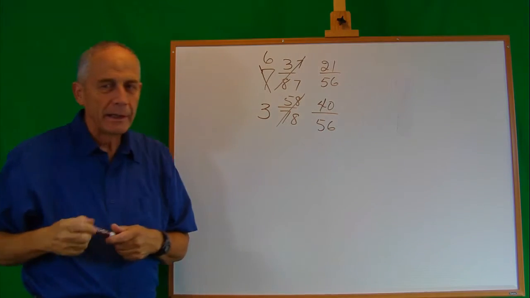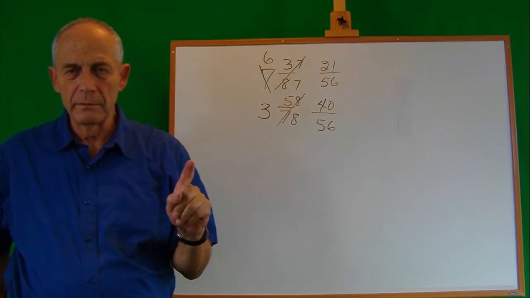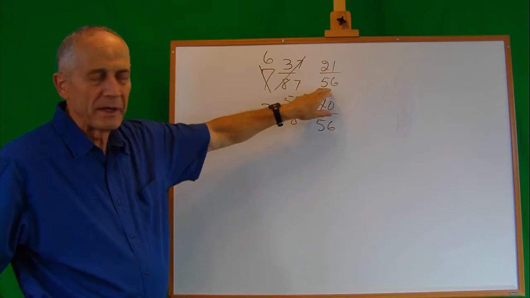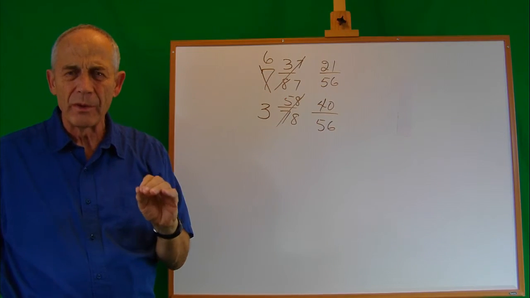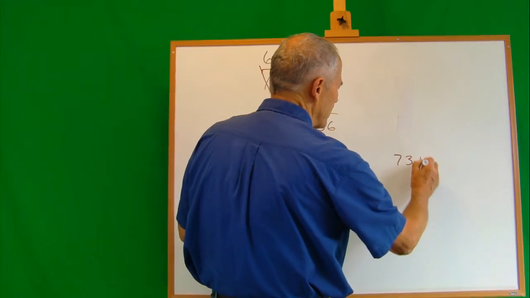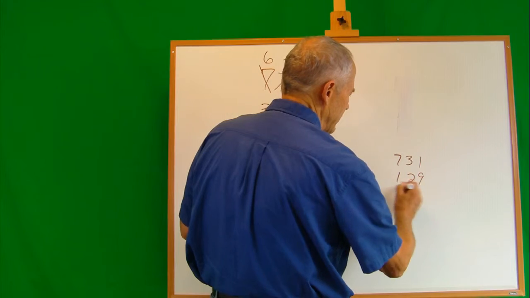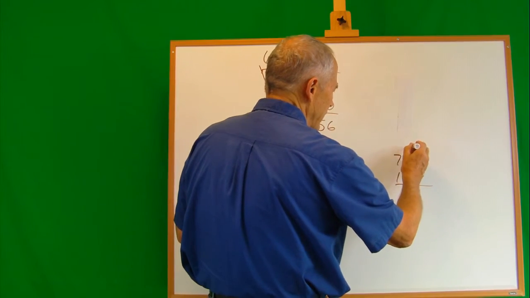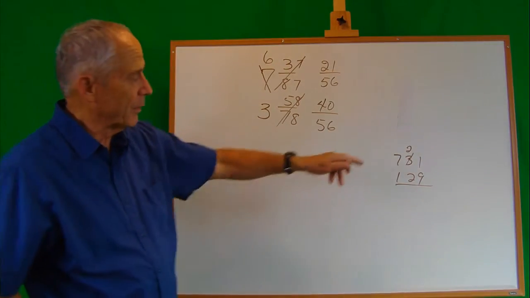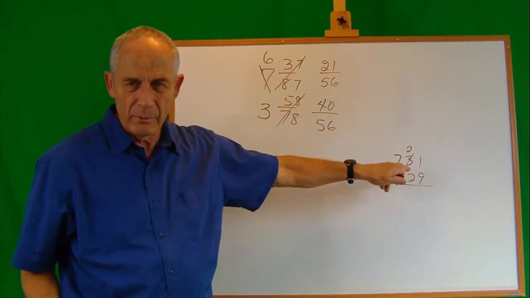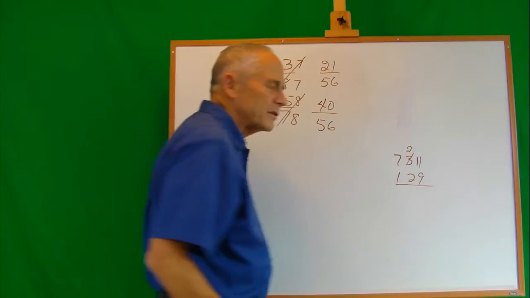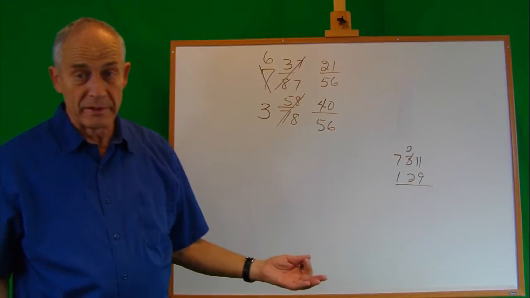Now, here's where you have to be careful. That one that I just borrowed, I have to look over here and make sure I know what I'm dealing with. When I have something like this, 731, and I'm subtracting 129, that one I borrowed there actually was a 10. So when I put the 10 with the 1, I get 11. 10 plus 1 is 11. But it's simply because I borrowed a 10.